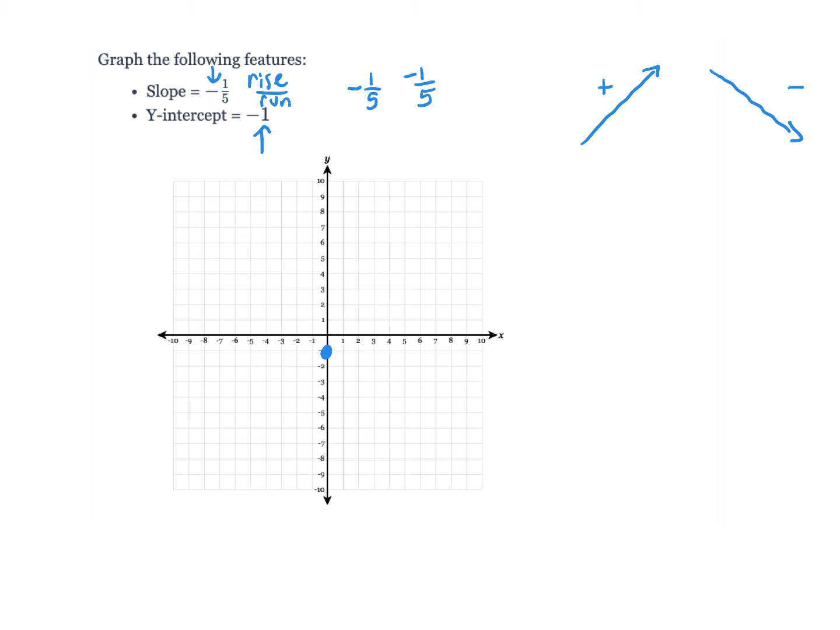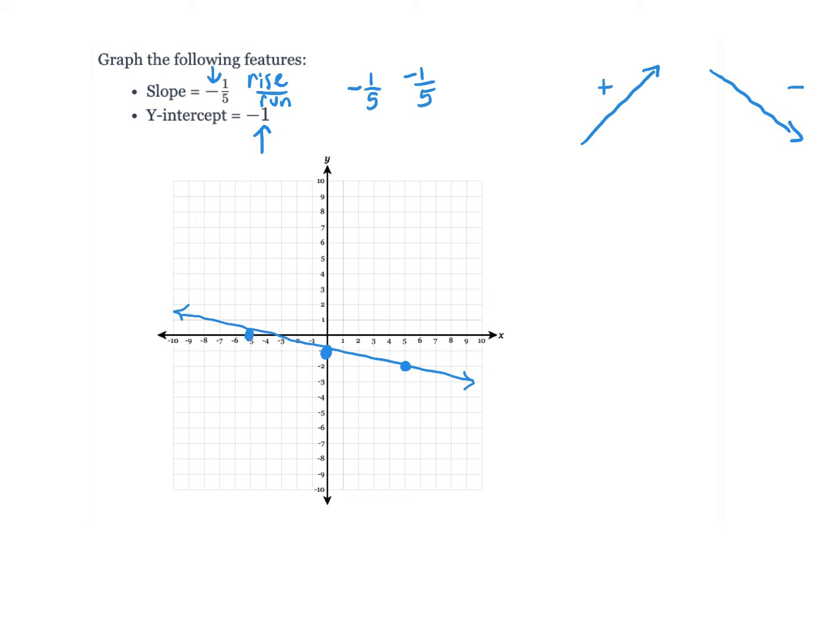So we start at -1, and then we're going to go down 1 for our rise because it's a negative slope, and to the right 5. 1, 2, 3, 4, 5. You could also go up 1 and then go to the left. 1, 2, 3, 4, 5. Because I'm on a device where I have to connect my lines myself, I like to have 3 points. It makes it a little easier, but the computer program only puts 2 points for you.